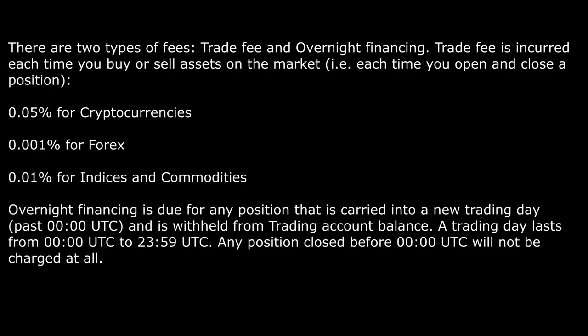So last but not least, fees and overnight financing. So there are 2 types of fees: trade fees and overnight financing fees. Trade fees is incurred each time you buy or sell assets on the market. An example, each time you open and close a position. So for cryptocurrencies, the fee is 0.05%. For Forex, 0.001%. For indices and commodities, 0.01%.